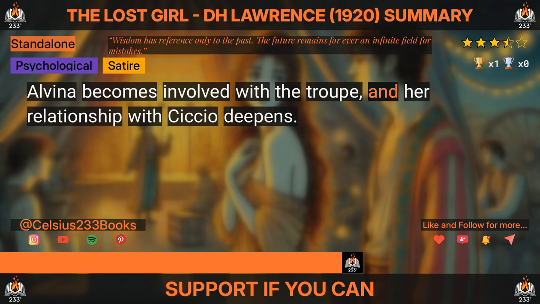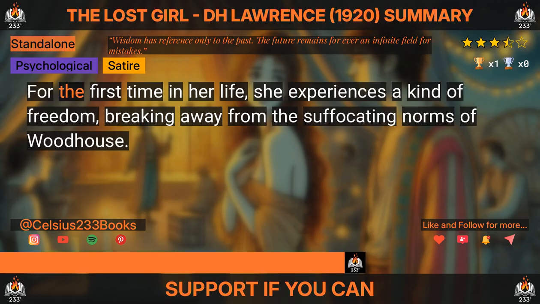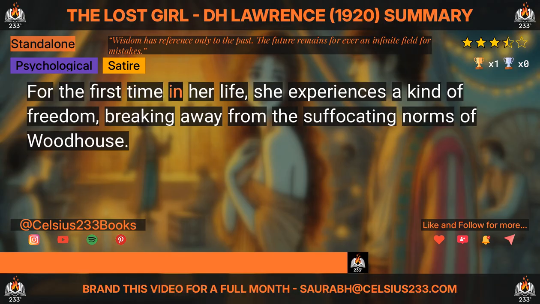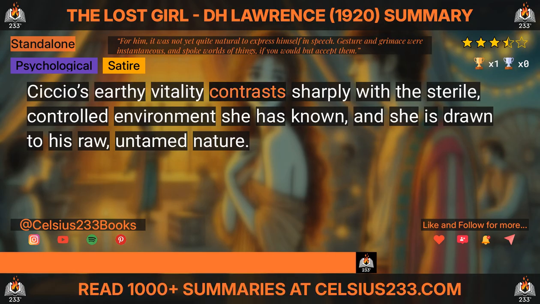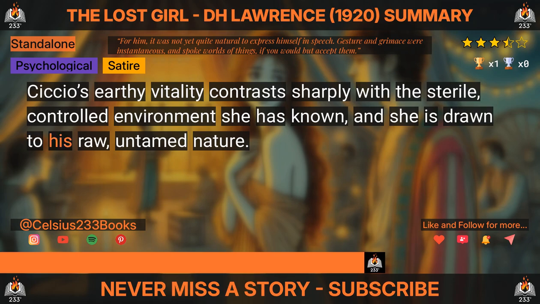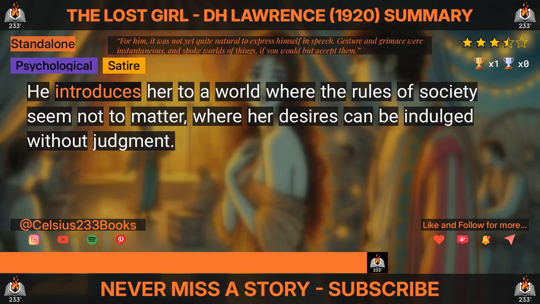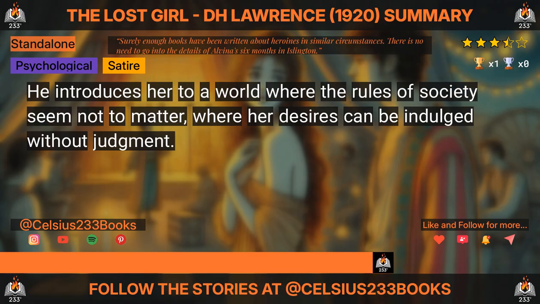Alvina becomes involved with the troupe, and her relationship with Cixio deepens. For the first time in her life, she experiences a kind of freedom, breaking away from the suffocating norms of Woodhouse. Cixio's earthy vitality contrasts sharply with the sterile, controlled environment she has known, and she is drawn to his raw, untamed nature. He introduces her to a world where the rules of society seem not to matter, where her desires can be indulged without judgment.